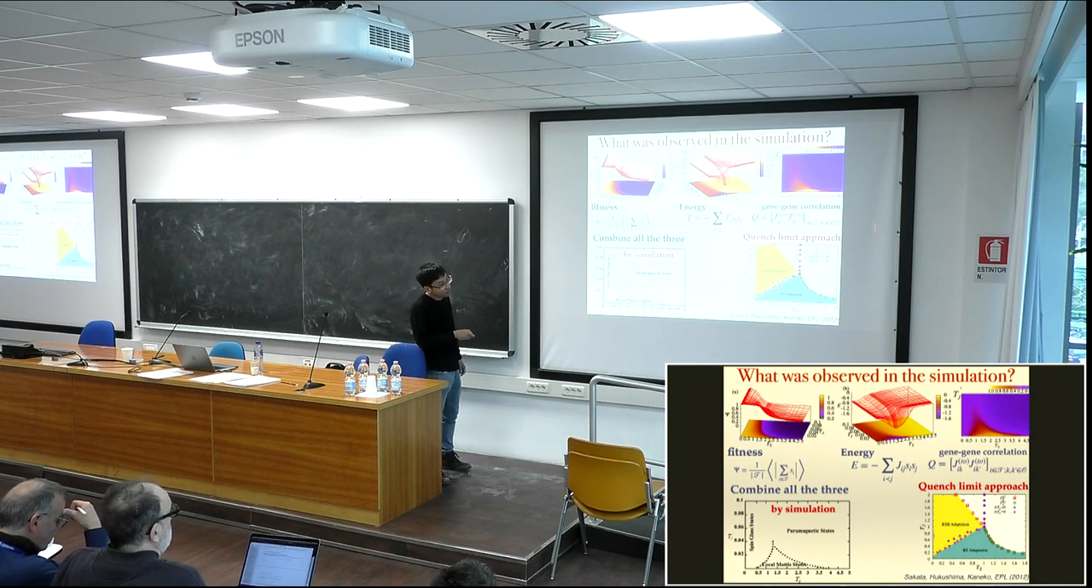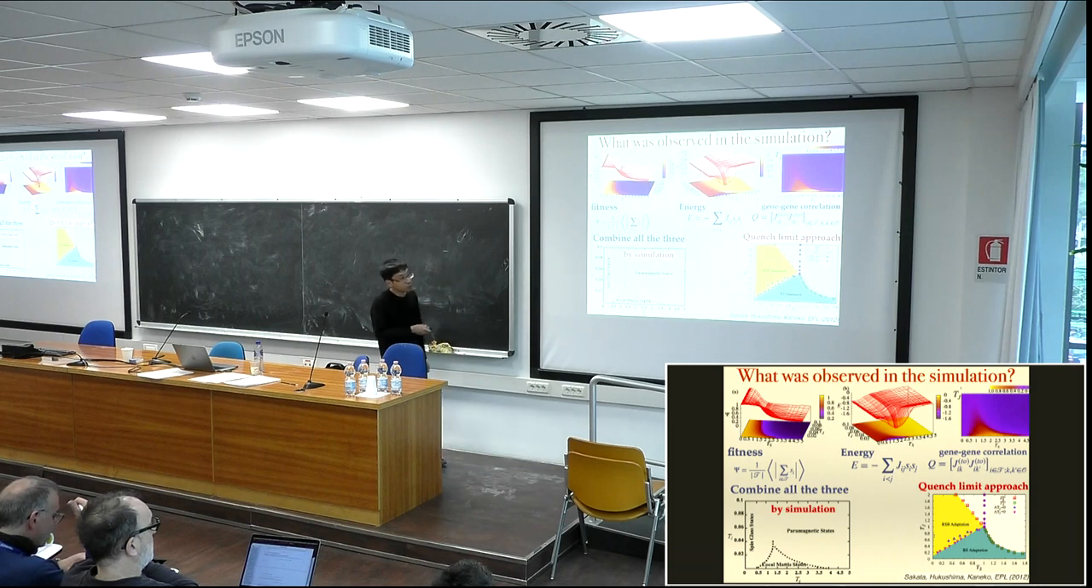With his collaborators, he also tried to apply the standard quenched limit approach in spin glass to get some picture of the phase diagram. It's representative, but it also shows some discrepancy with respect to what was obtained in the simulation. For instance, here the local Mattis state only emerges at non-zero temperature, but in the simulation it already emerges at zero temperature.